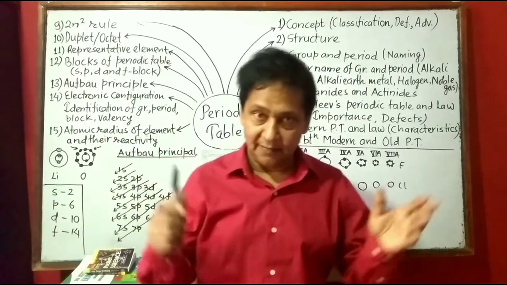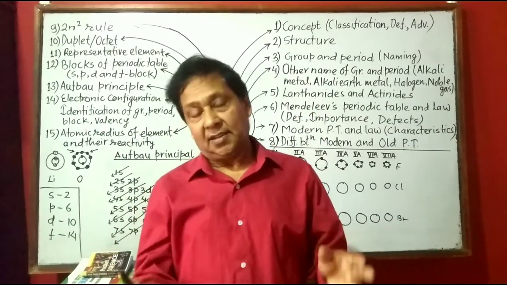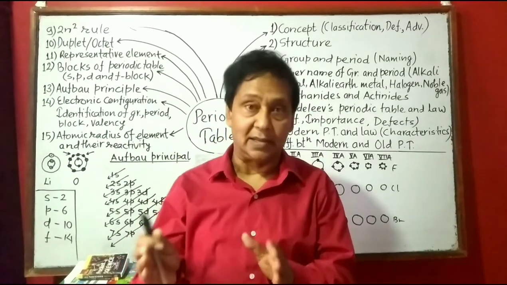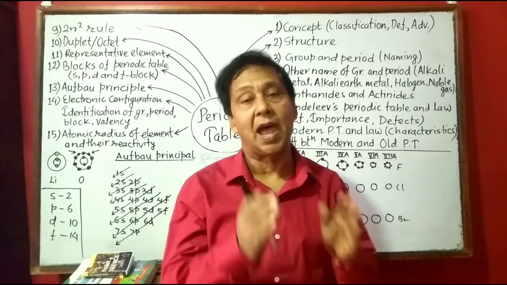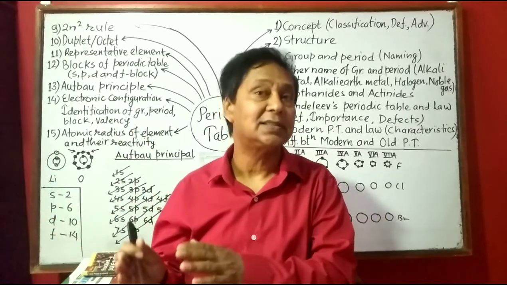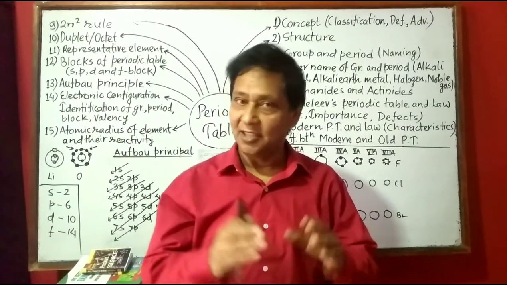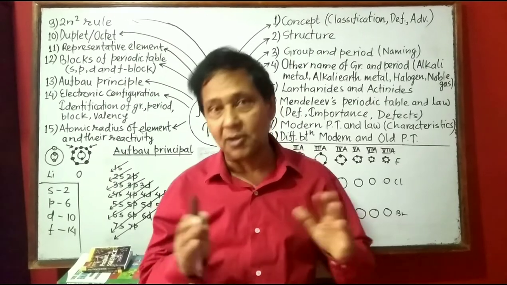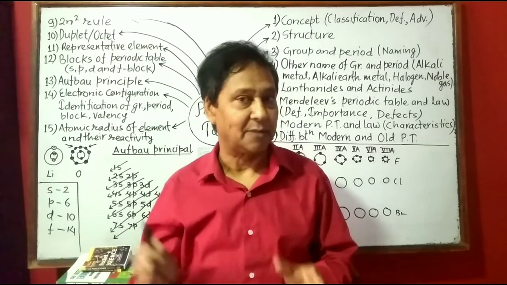In this way, we can understand the effect of increase or decrease of radius and its effect on metals and non-metals. This much for today. I think more or less I have finished this big chapter, the periodic table.